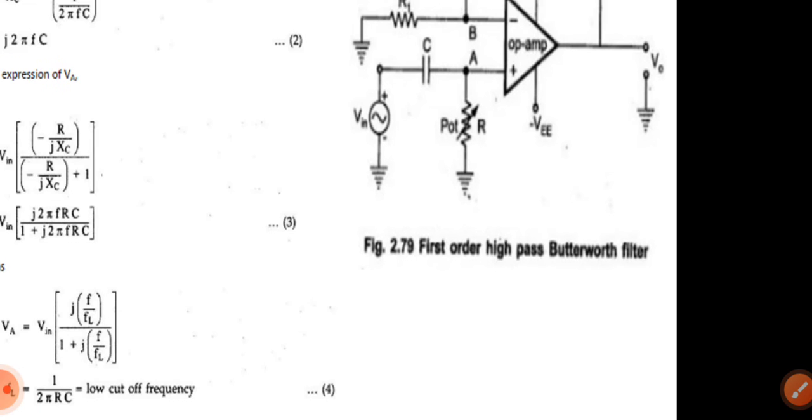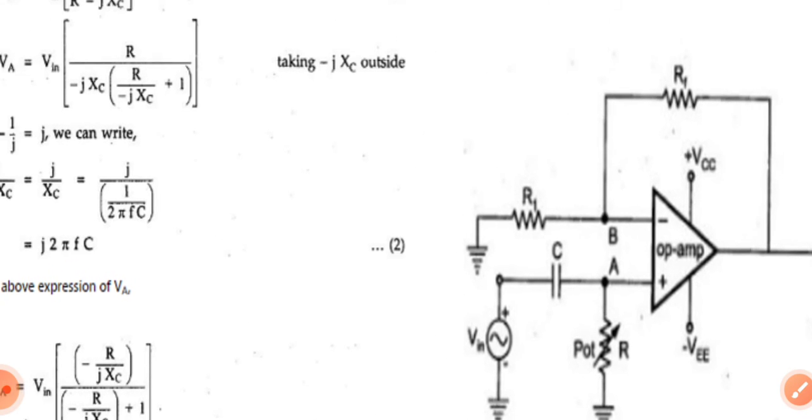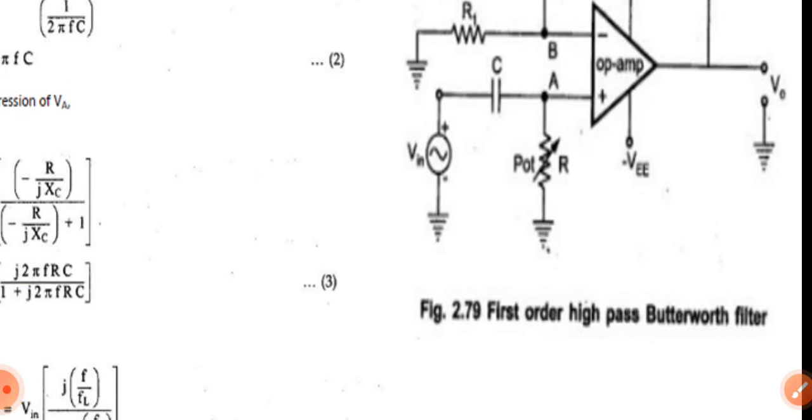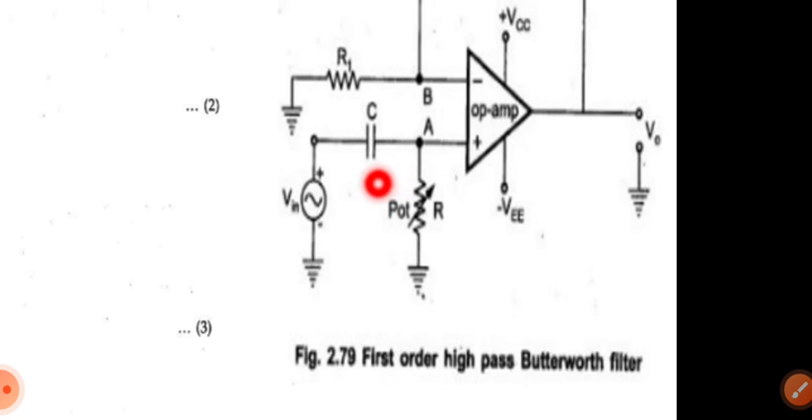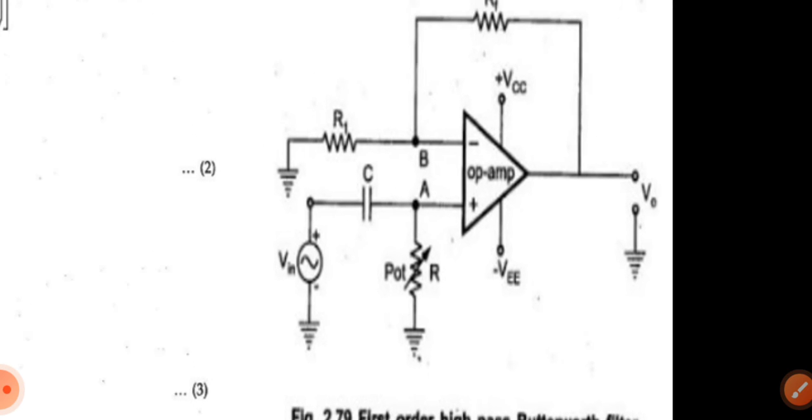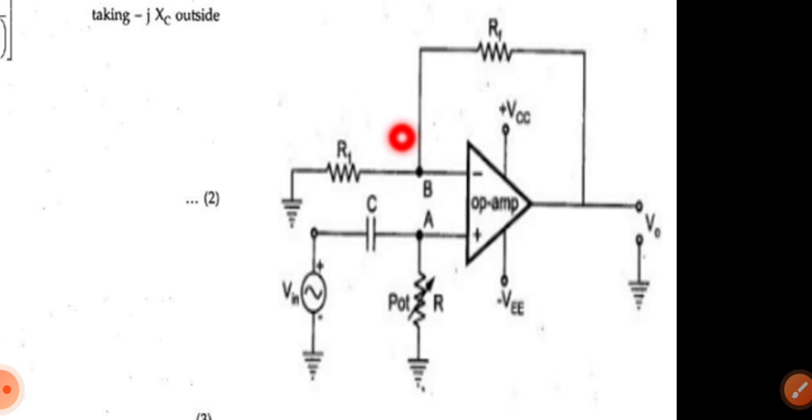Here also we can see it is a non-inverting circuit. The resistor and the capacitor are interchanged here compared to the first order low pass filter. It is the inverting terminal. I am going to connect R1, and RF is the feedback resistance, and VCC and minus VEE are the power supplies.